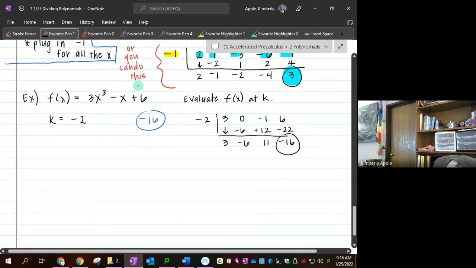And if you're unsure if you did it right, you can always go back and check yourself. So this would just be -2 to the third power minus -2 plus 6, and you'll still get the same thing if you plug that in your calculator. And that's just the remainder theorem.